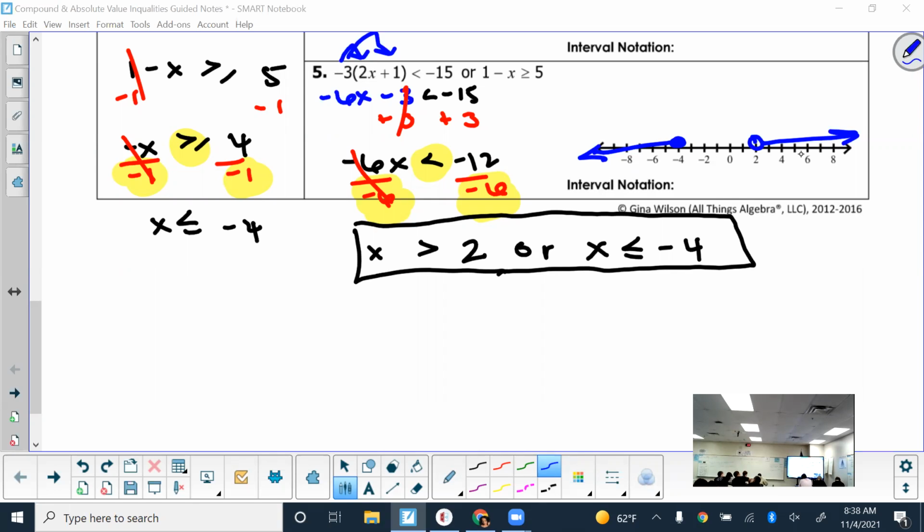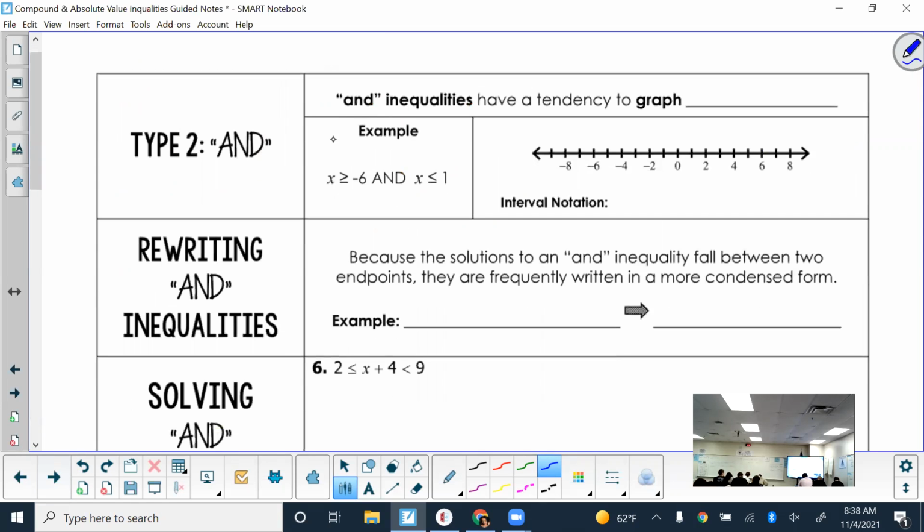For the ors, only one of them has to be true. Questions? All right, so now let's do some examples with the ands. So on the back side of your note sheet. All right, the ands mean that they both have to be true at the same time. It can't just be for one of them anymore. So they have a tendency to graph together or overlapping. Only where they overlap is a solution.